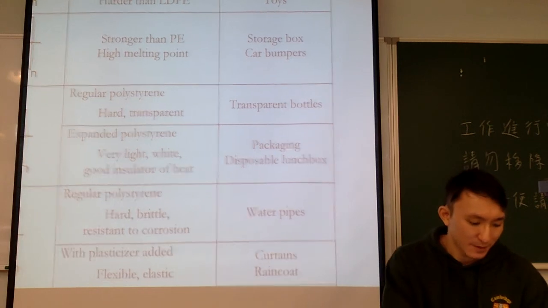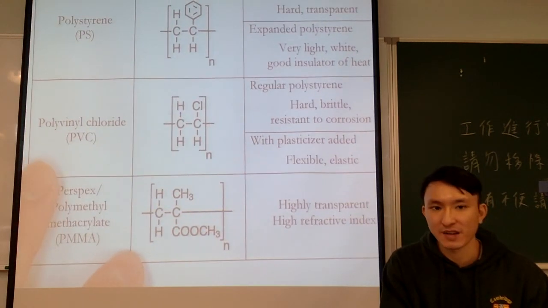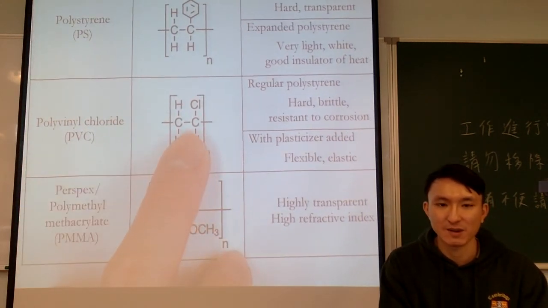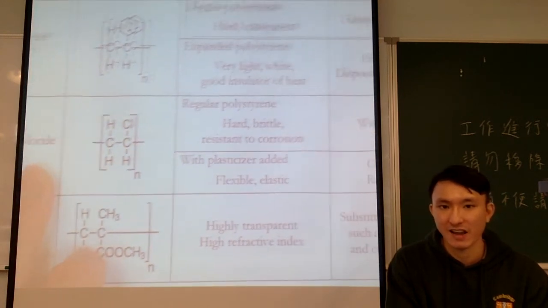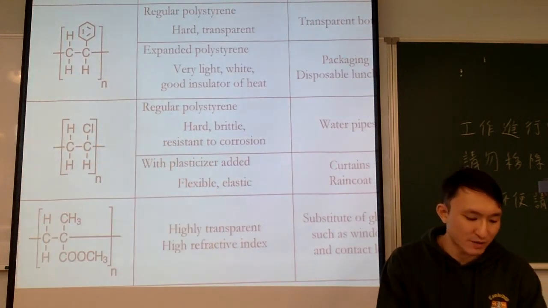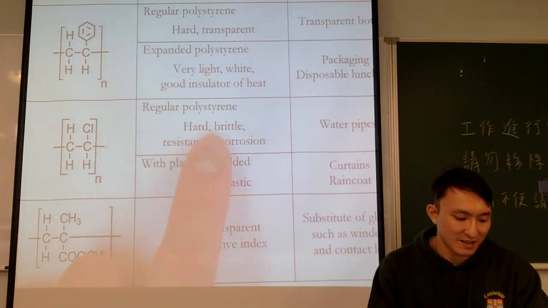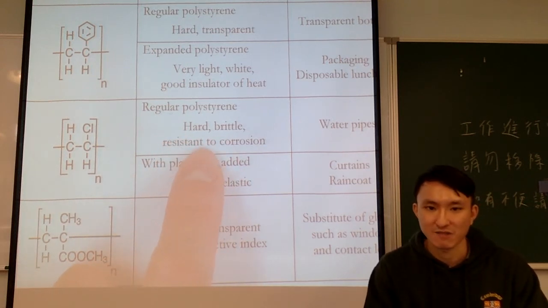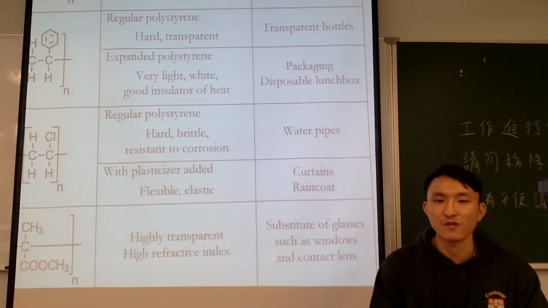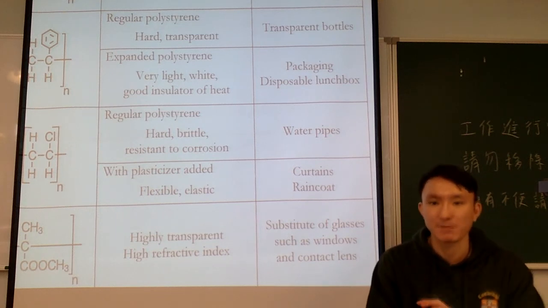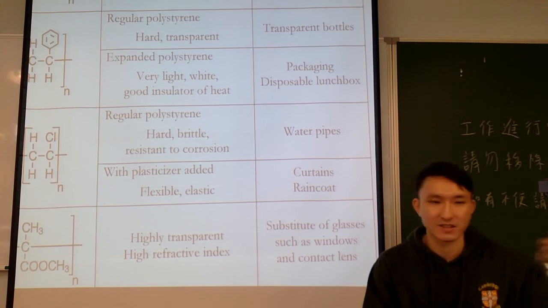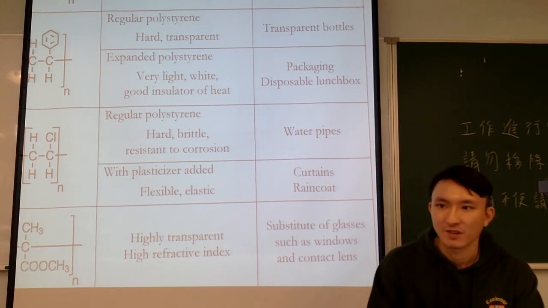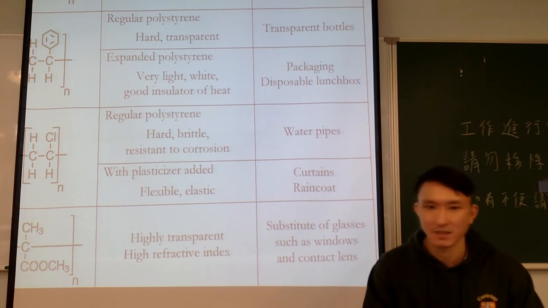Now PVC, polyvinyl chloride. The monomer is vinyl chloride, also known as chloroethene, but we call it vinyl chloride. Again, we have two types. The regular one is hard, brittle, and most importantly, resistant to corrosion. So it is usually used for water pipes or any pipelines that are installed outdoors, where they are commonly exposed to rainwater or the atmosphere, right?